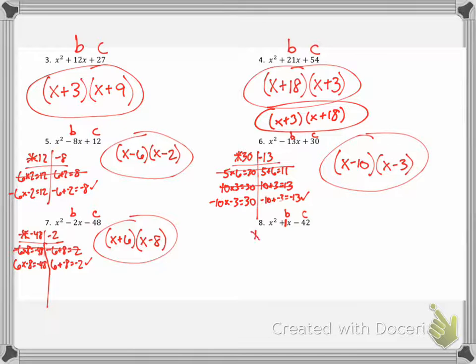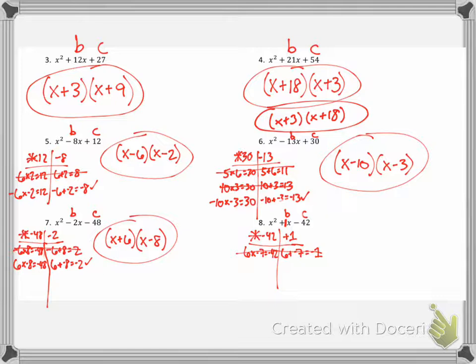So my goal here is to multiply to negative 42 and add to positive 1. So when I think of negative 42, I think of, first and foremost, let's try 6 and negative 7. So when I do that, 6 times negative 7 is negative 42. If I add them, I get negative 1. So again, really close, but not the answer I'm looking for.